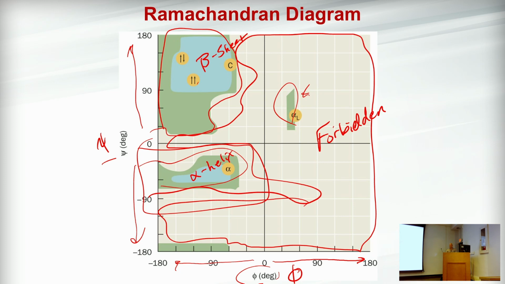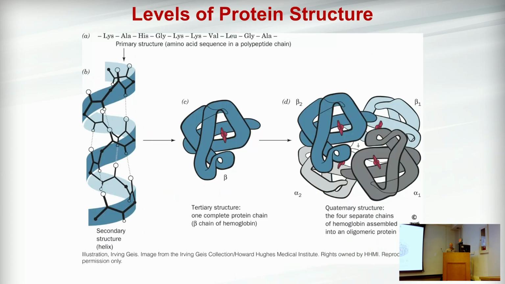So let's talk about some simple hierarchy of proteins then. Protein structure. There are 4 levels of protein structure. I'm going to go through each one. 4 levels of protein structure.